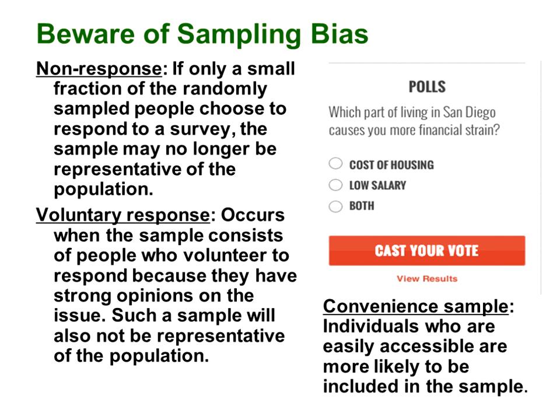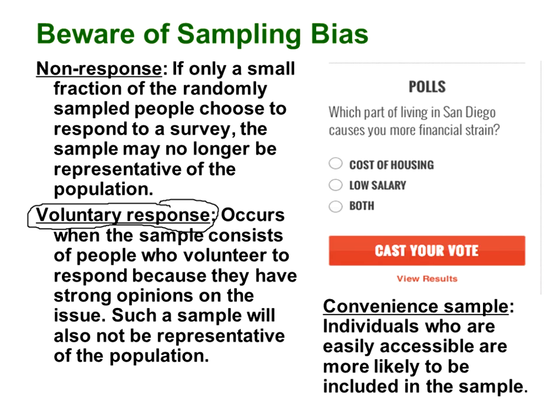So this is a convenience sample. Not a convenience, I should say. This is a voluntary response. You choose to answer the questions or not. It's a voluntary response, and it occurs when the sample consists of people who volunteer to respond. And usually they have strong opinions on the issue, either way. Okay, so voluntary response is not representative of the population. Of course, we've already talked about convenience samples.